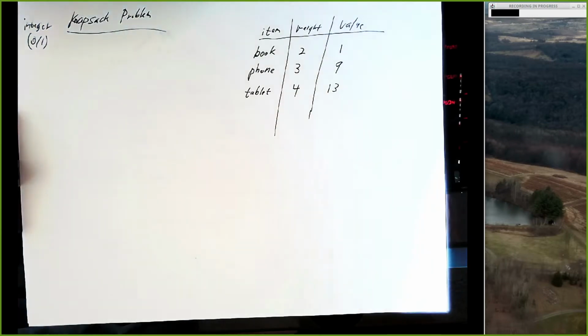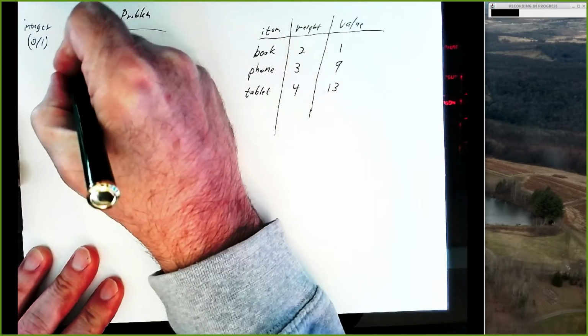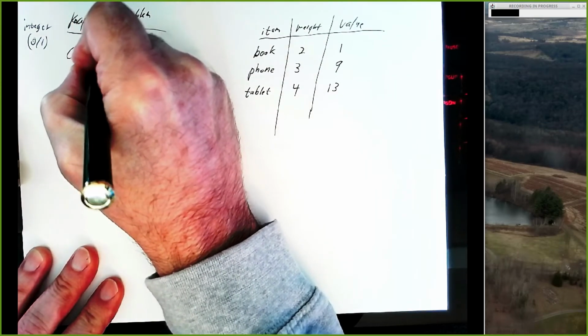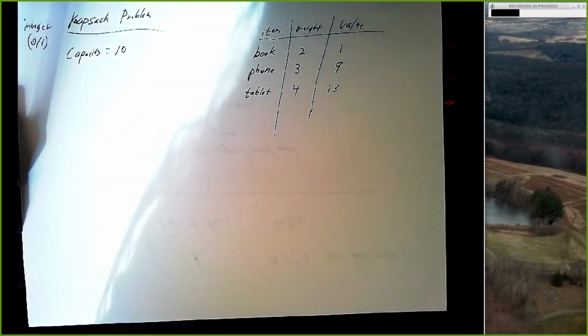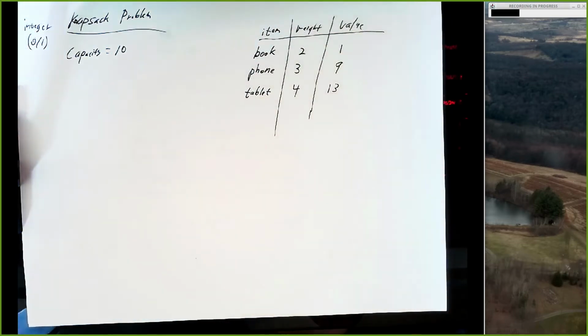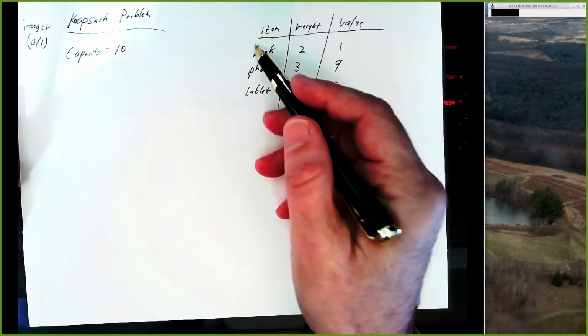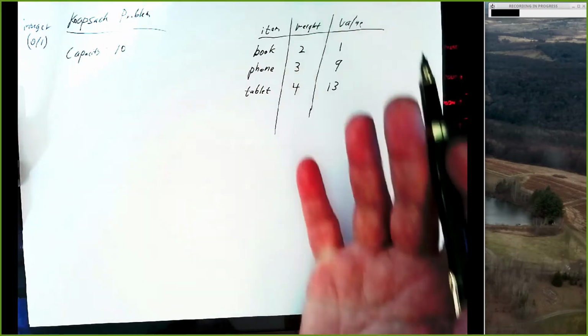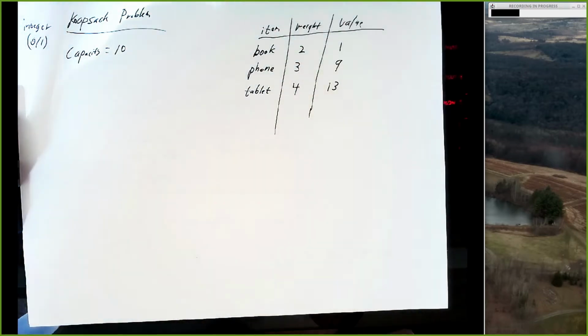And what you're told is what the capacity of your bag is. So let's suppose the capacity is 10 pounds. And the question is, what combination of items, right? You've got an unlimited number of these available. What combination of items should you fill your bag with in order to maximize the dollar value in that bag?